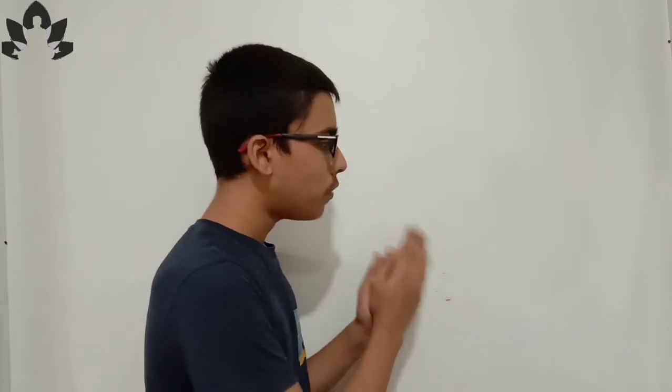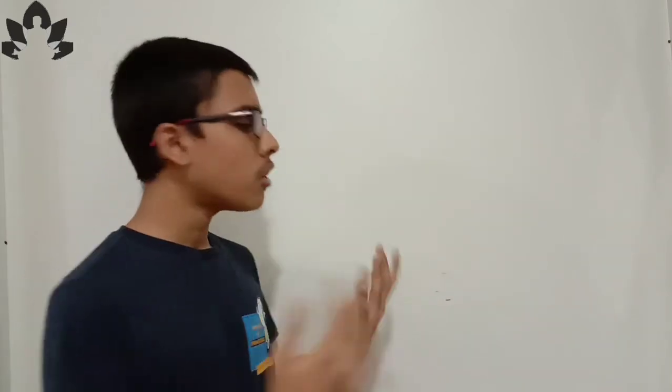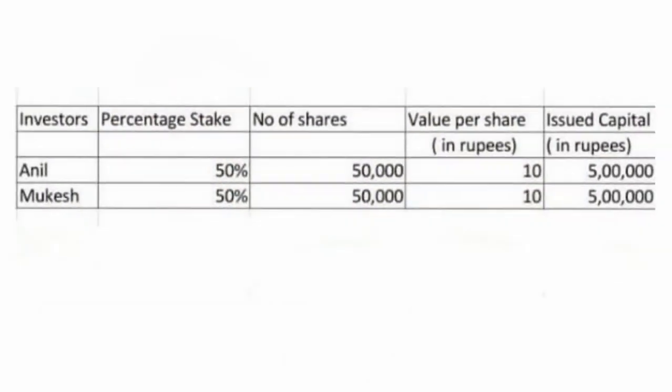So rupees 10, 50,000, clear. Issued capital is how much? Rupees 10 lakh, very clear. What is the ownership? Again, we'll put up an ownership bracket here. Ownership is 50-50% for both Anil and Mukesh, right?